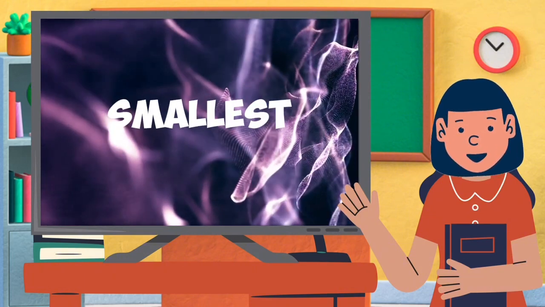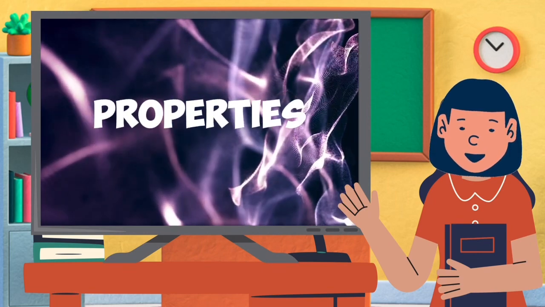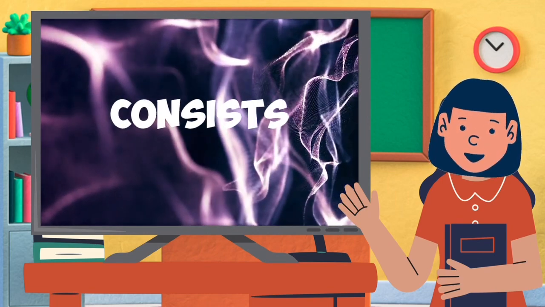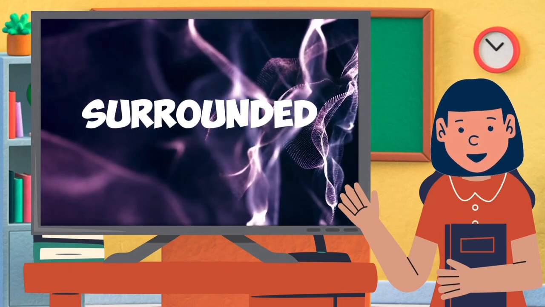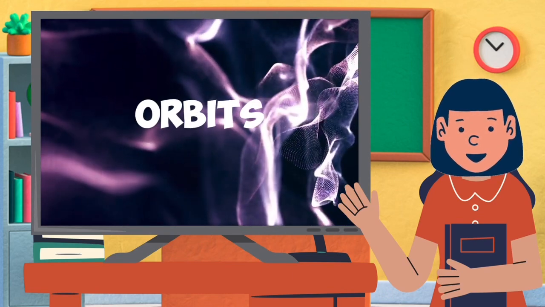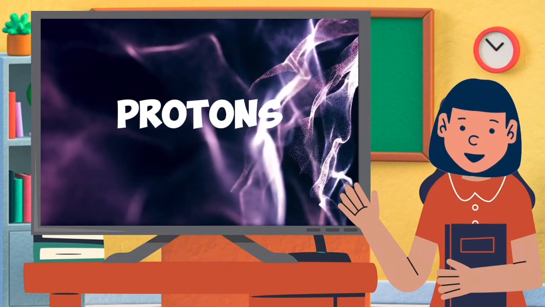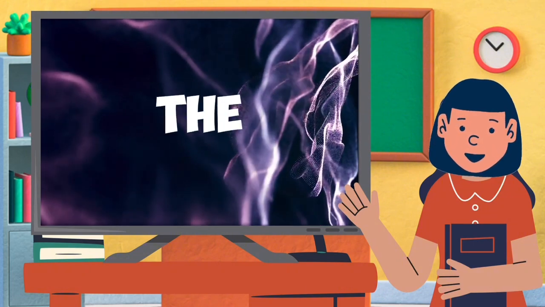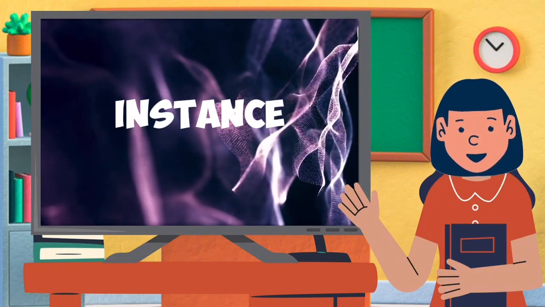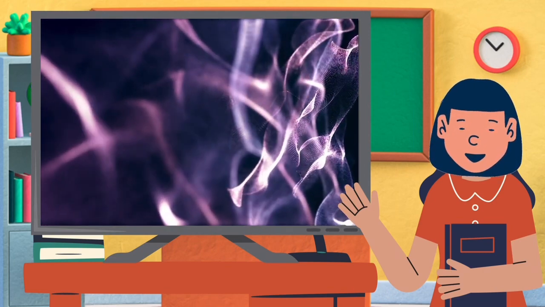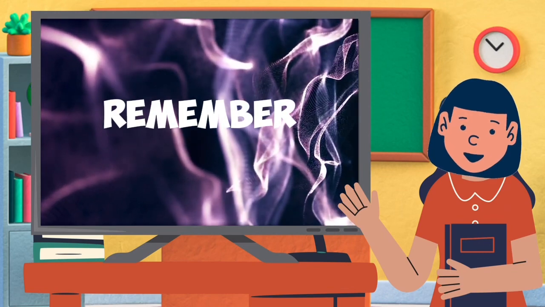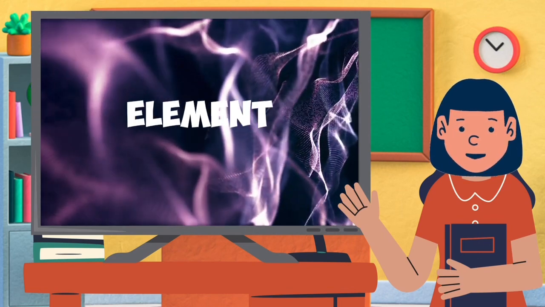Atoms are the smallest units of matter that retain the properties of an element. Each atom consists of a nucleus, made up of protons and neutrons, surrounded by electrons that move in orbits. The number of protons, called the atomic number, defines the element. For instance, hydrogen has 1 proton, while carbon has 6. This is a key point to remember. The atomic number determines the element.